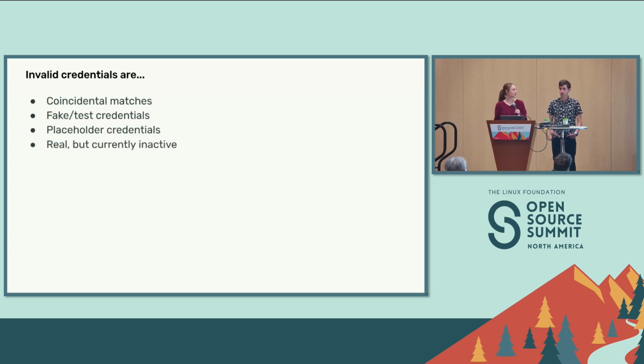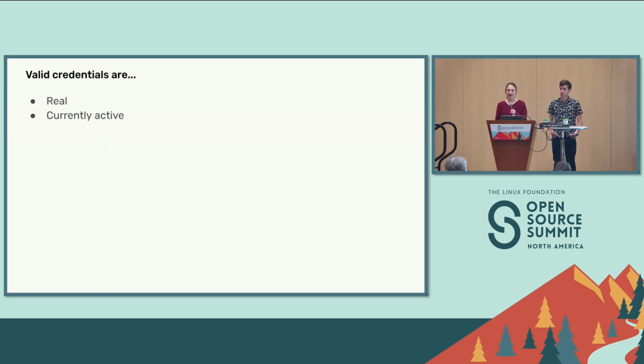So if a credential falls into any of these categories, we say that it's invalid. On the other hand, a valid credential is one that belongs to a real user and is currently active. It's sometimes difficult to distinguish between a valid and an invalid credential. For example, how do you tell just by looking at it if a credential is expired?